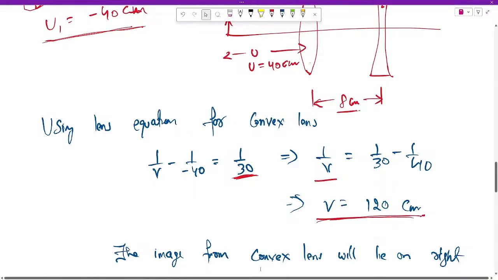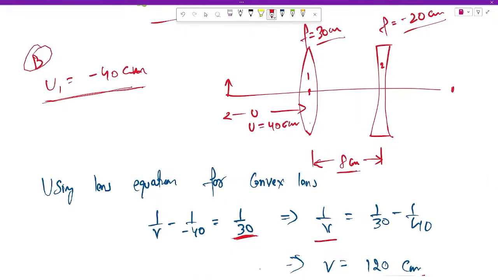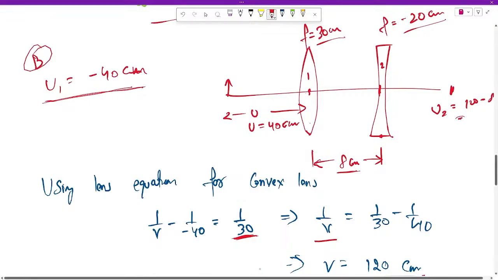Now we can see that from the pole of this lens, the first image will form 1 centimeter on the right hand side of this lens. So this image will act as an object for this concave lens. So we can find out the object distance for this concave lens, and that would be u2, equal to 120 centimeter minus this distance 8 centimeter, and that will come out to be equal to 112 centimeter.